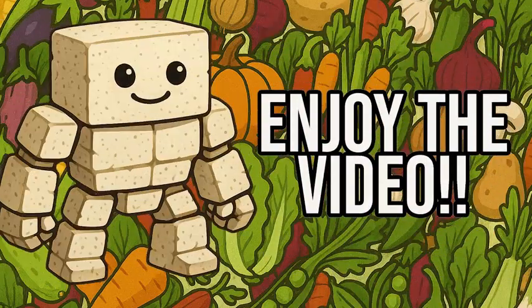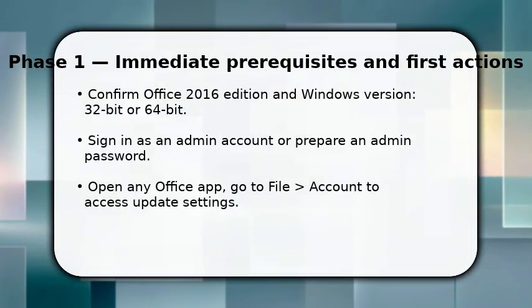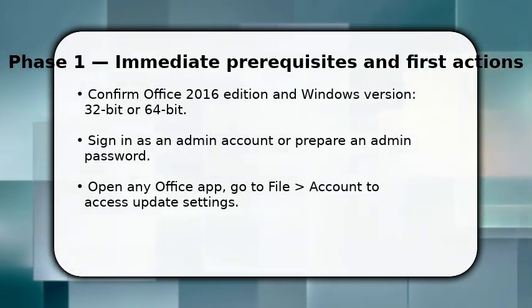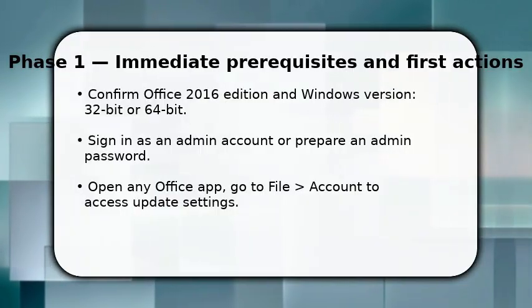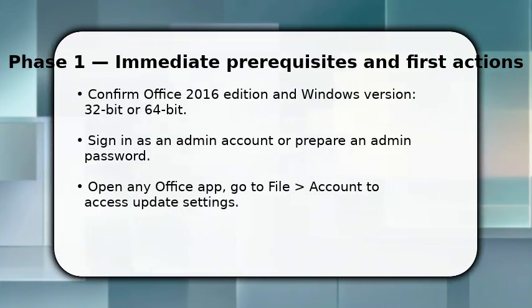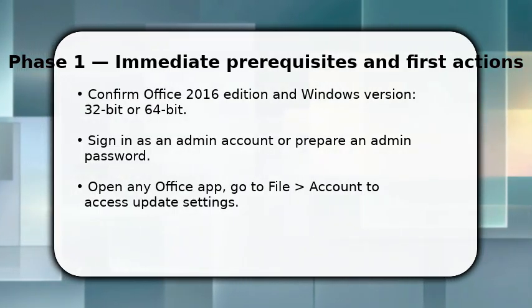Please enjoy the video. You start by confirming prerequisites and taking the first actionable steps. Open Word or Excel now and sign in as an administrator so changes stick. Once done, go to File, choose Account, and look under Product Information for update options.